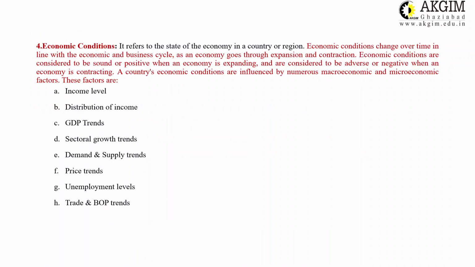And then the economic conditions. The economic condition of any country may change over time in line with the economic and business cycle. There may be an expanding economy, there may be a contracting economy. So it is all dependent on the country's economic conditions. There are various micro and macroeconomic factors that may impact the economic condition of any country, and these include income level, GDP trends, sectoral growth trends, demand and supply trends, price trends, unemployment levels, and balance of payment trends. If the economic condition of a country is good, it will impact your business in a favorable manner.